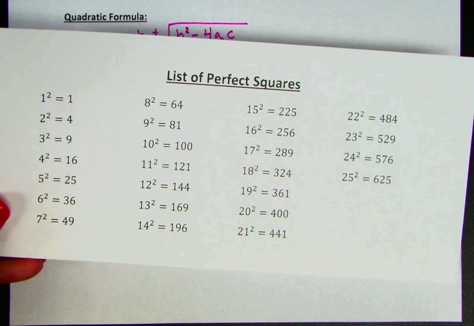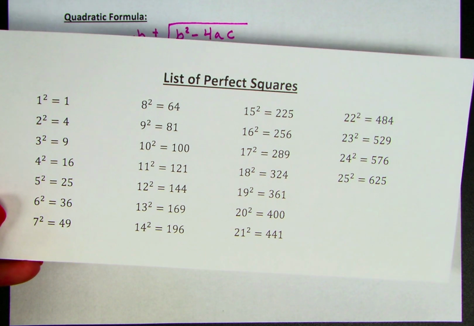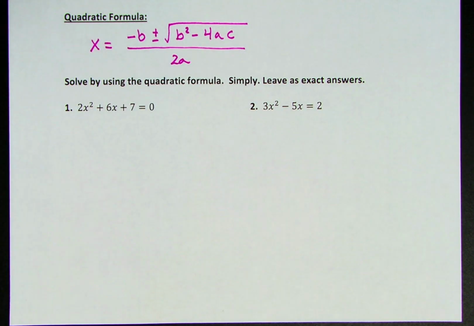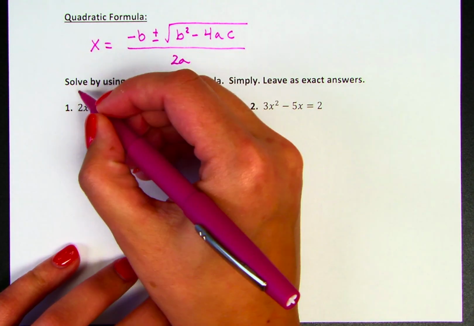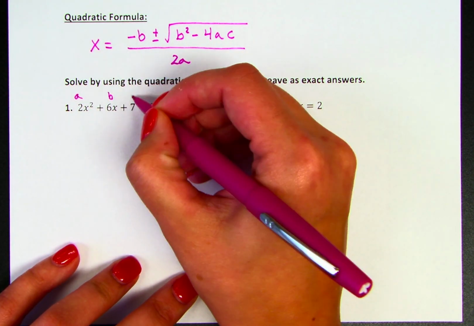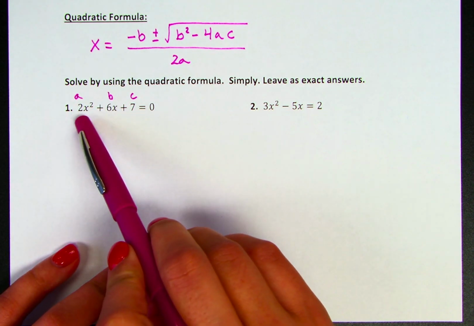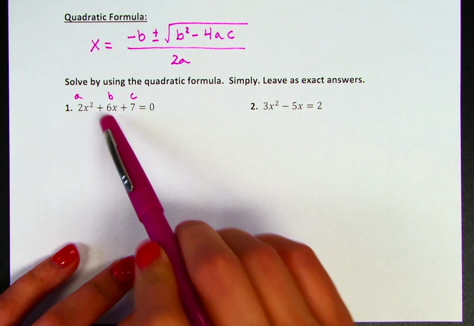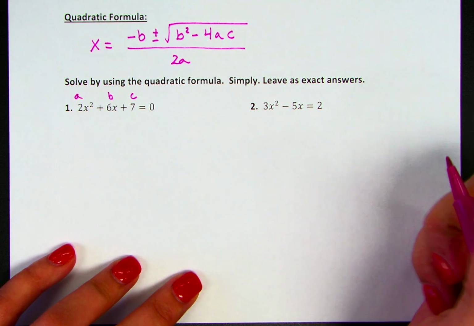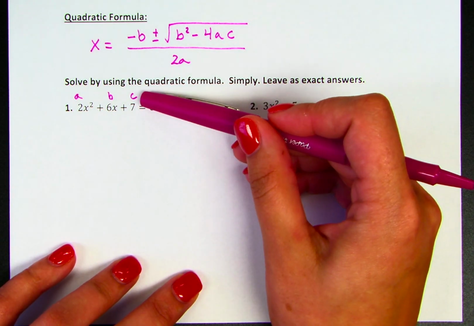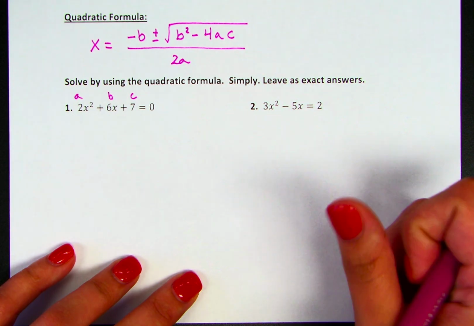I would also recommend having your list of perfect squares nearby because we're going to use that to simplify our radicals. And then we will also be simplifying the fraction part if we can. Okay. So on this first problem, everything is on the same side equal to 0, so I don't need to do anything extra to start with. I just want to start by identifying the a, the b, and the c. So remember, a is always with the x squared, b is with x, and then c is the number without the variable. So now we're just plugging these numbers into our formula and simplifying.